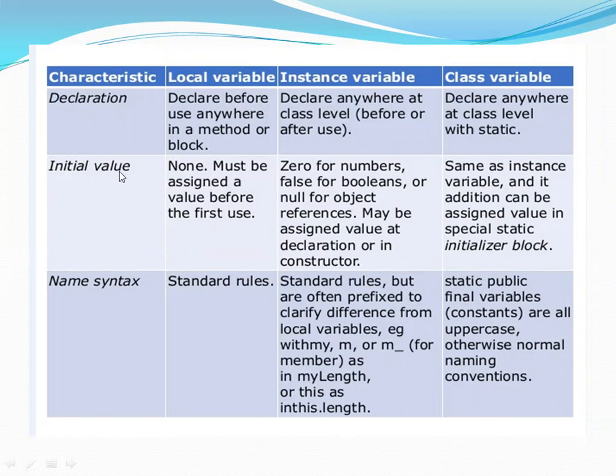Now, initialize variable: none must be assigned a value before the first use. Like in a calculation, you need to use 0 for numbers, false for booleans, meaning default values we need to assign. See, this we will discuss now, how default values will come. It may be assigned a value at declaration and in a constructor, same as an instance variable, and in addition it can be assigned the value in a static block or initializer block.